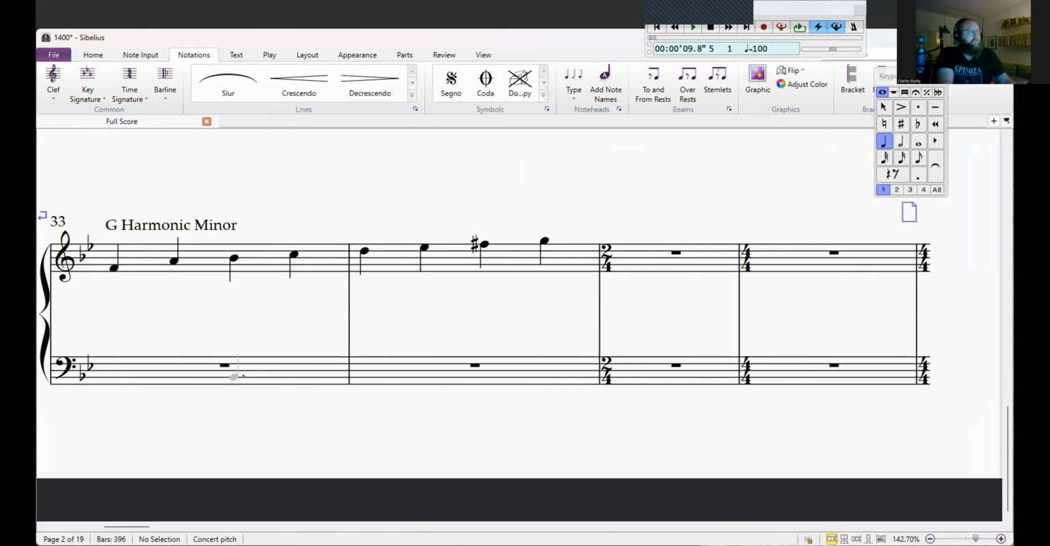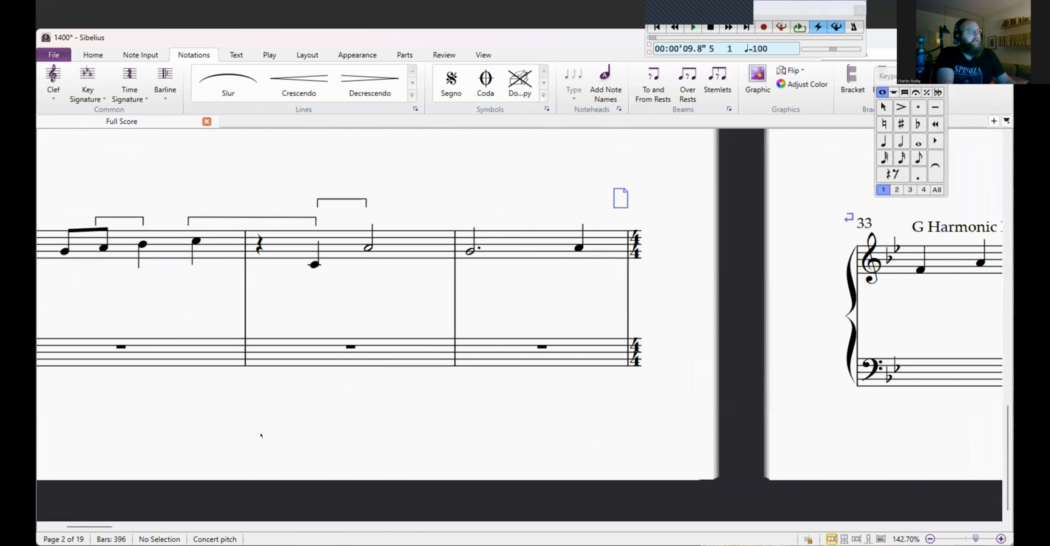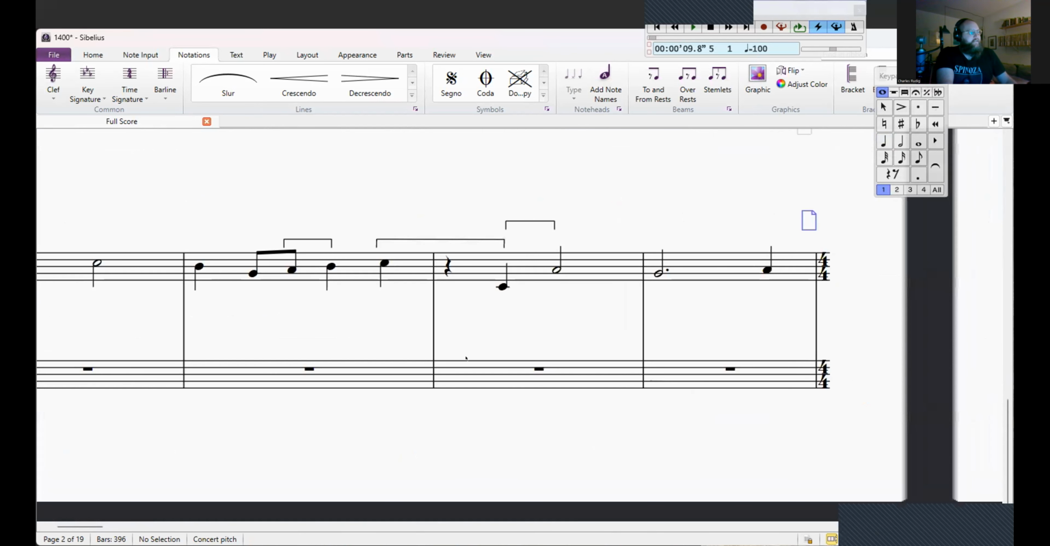Come on, Sibelius, what are you doing? What the heck? Oh, I'm accidentally taking screenshots over here.